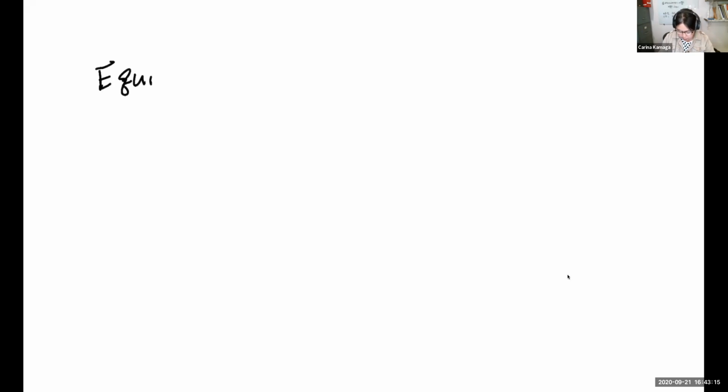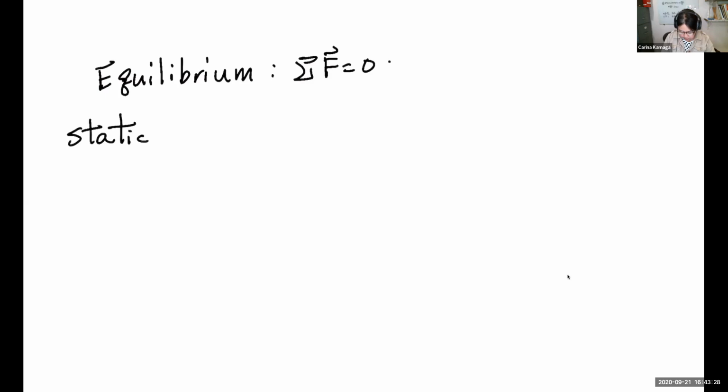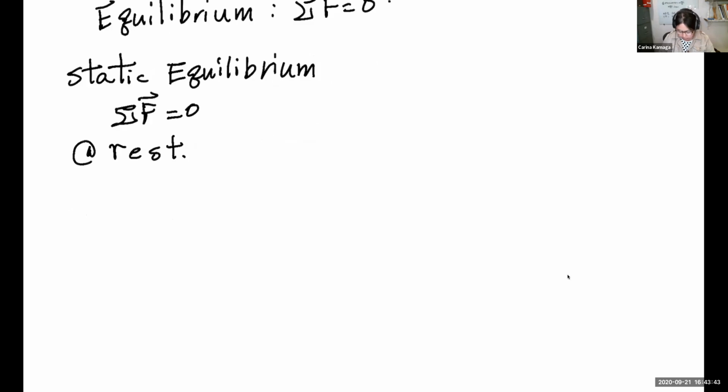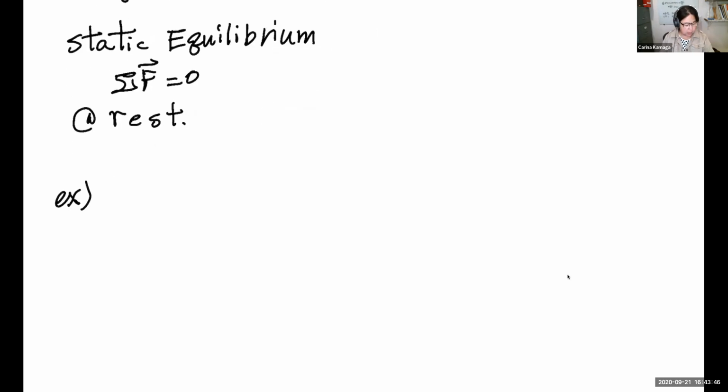Any equilibrium means net force is zero. And static equilibrium, still this is true, net force is zero, and it's at rest. So let's see this example. That's also in a book.